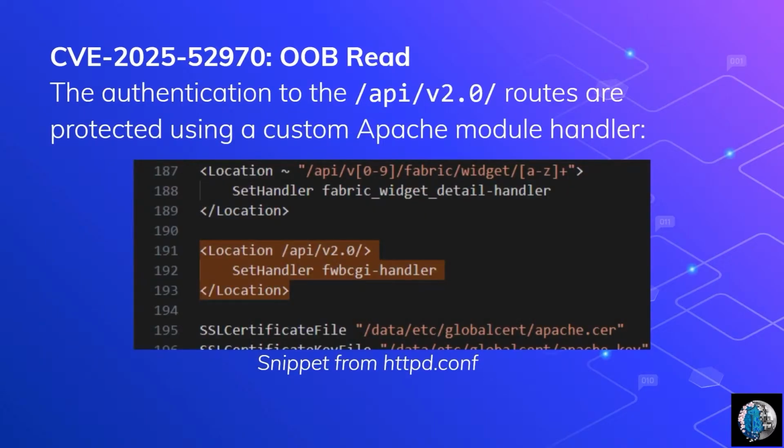Now, the authentication to the /API v2 routes is protected using a custom Apache module handler. As you can see here, they are using, can you see my mouse? Oh, great. They are using the location directive on API v2, and everything that goes through API v2 will trigger that handler. And like I said in the beginning, they have a custom Apache module, so we will see how we can find the implementation of this specific handler.